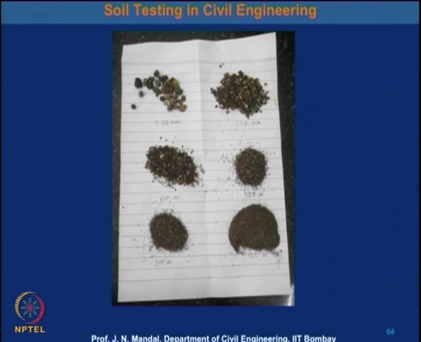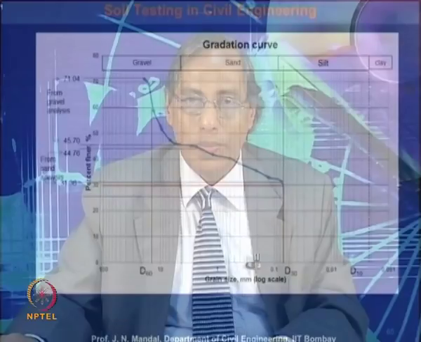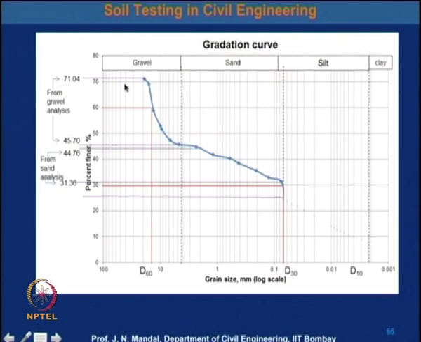So, this is the different types of soil specimens after the analysis. You can see some soil is finer, some soil is coarser, and at the end you have to draw the curve between the grain size and the percentage finer.